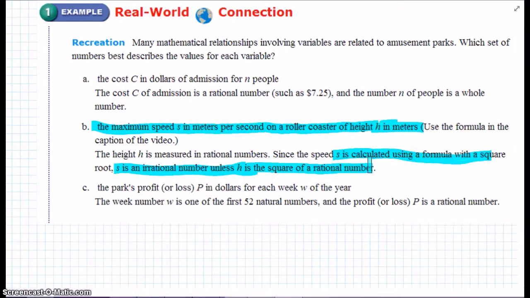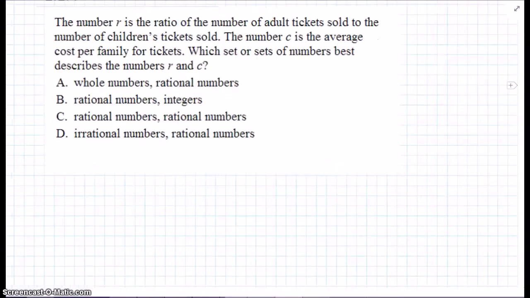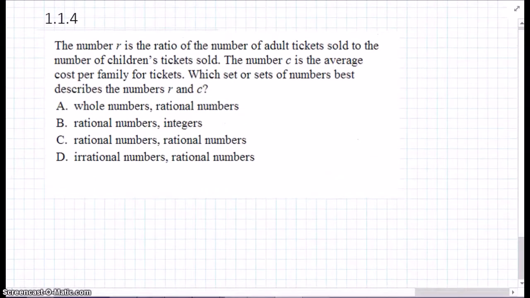The park's profit or loss, P in dollars, for each week, W, of the year. Well, the week is a natural number between 1 and 52. And the profit is a rational number because, again, money can be fractions and it can be negative or positive. Okay, we feel good.